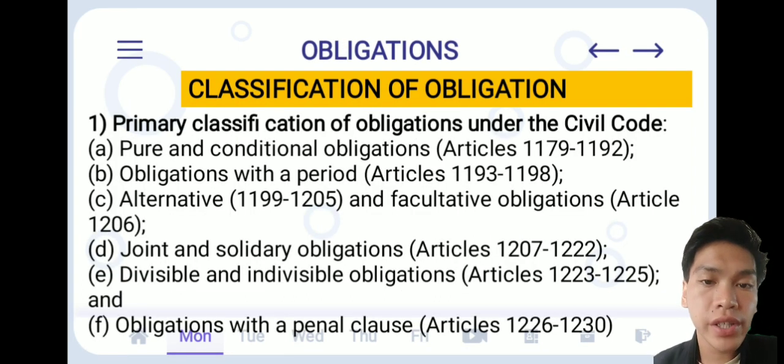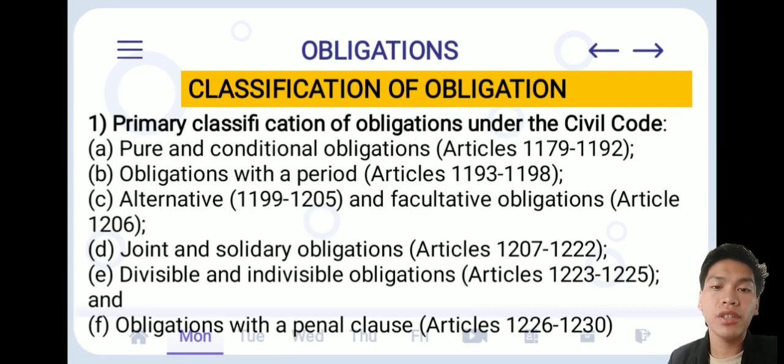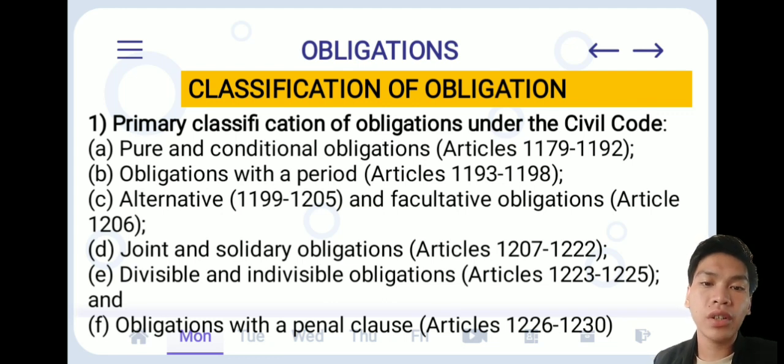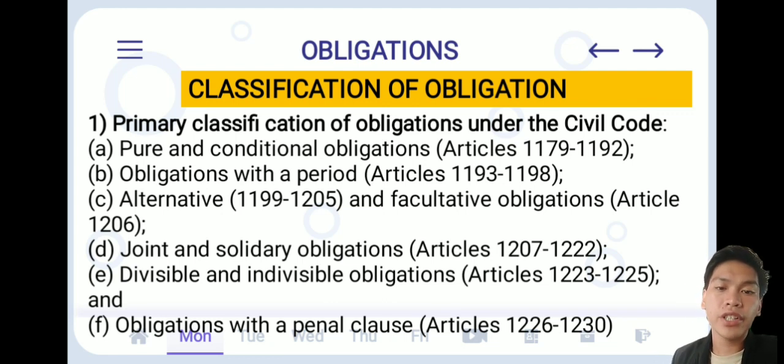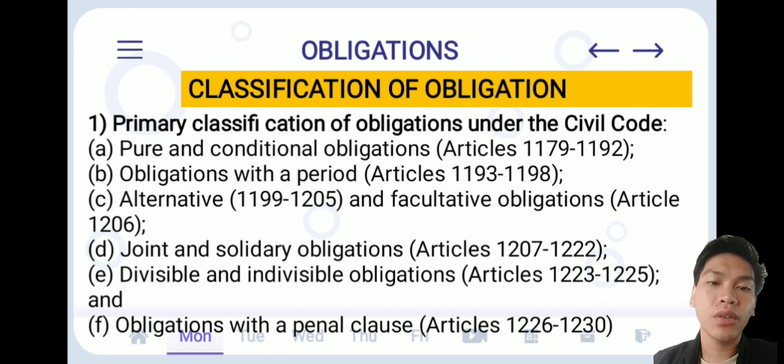So we will proceed to the classification of obligations. The first is primary and the second is secondary. For the primary classification of obligations under the Civil Code, there is the pure, unconditional obligation in Articles 1179 to 1192. These obligations are immediately demandable, while conditional obligations depend on the occurrence or non-occurrence of an uncertain event.